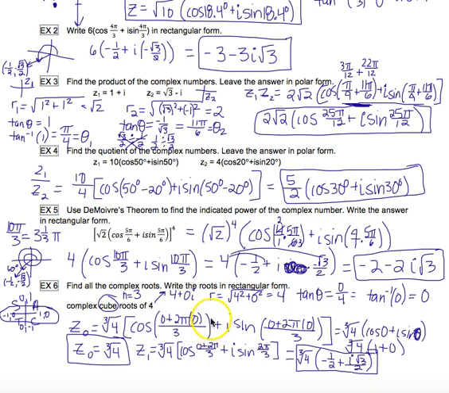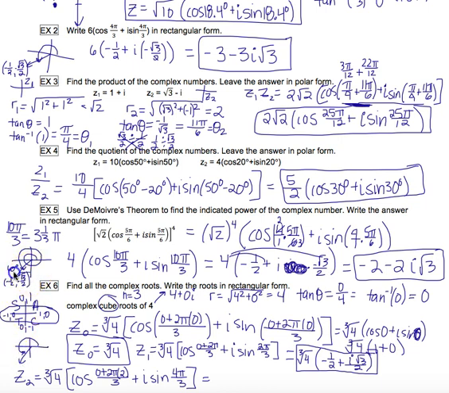I know I have one more to do because, again, if n is 3, that means I go up to z sub 2. So z sub 2 equals cube root of 4 cosine. My theta is still 0, but this time it's 2 pi times 2 over 3 plus I sine of the same thing. So I can see that this is going to give me 4 pi over 3. So when I go to simplify, 4 pi over 3, that's 1 and 1/3 pi.